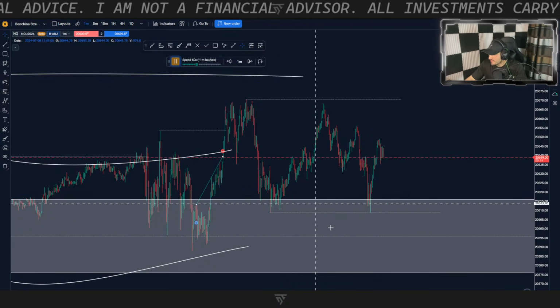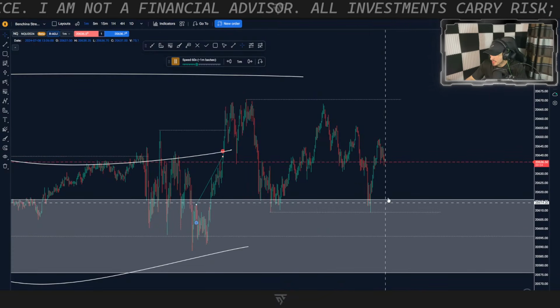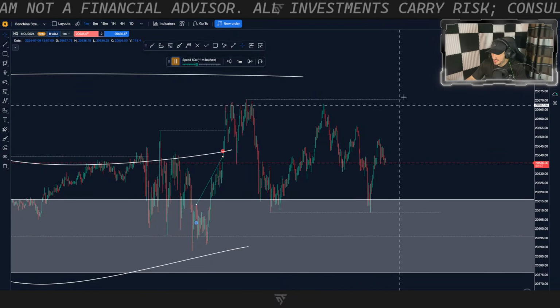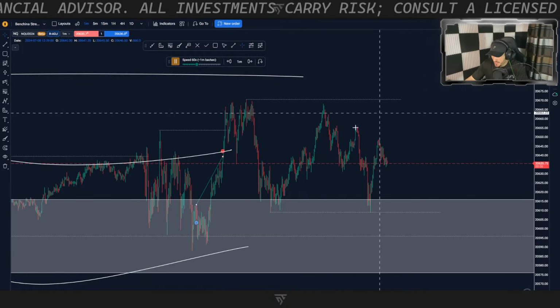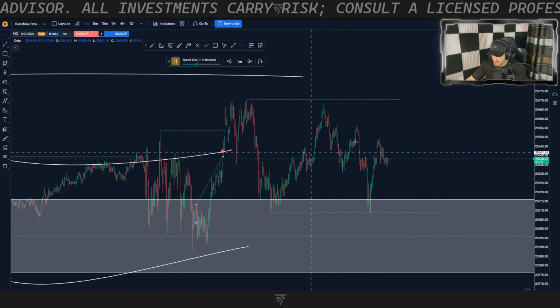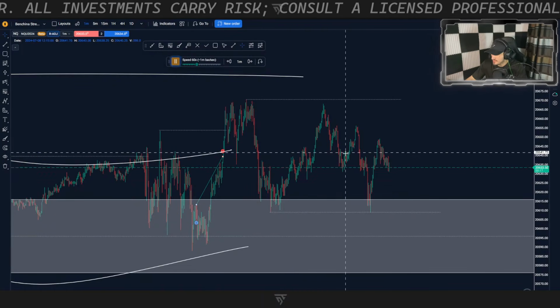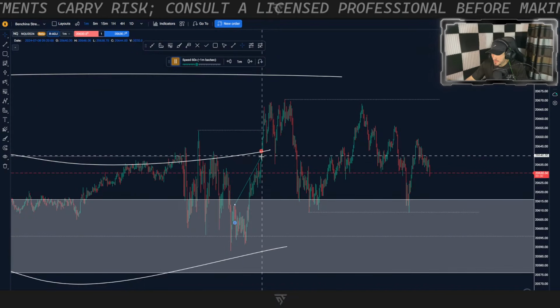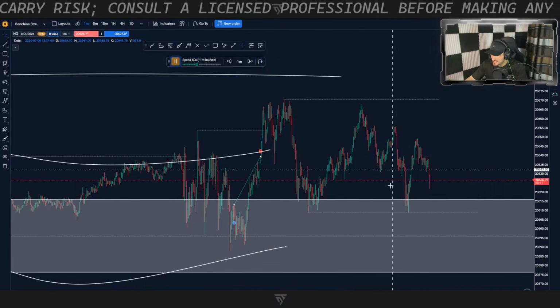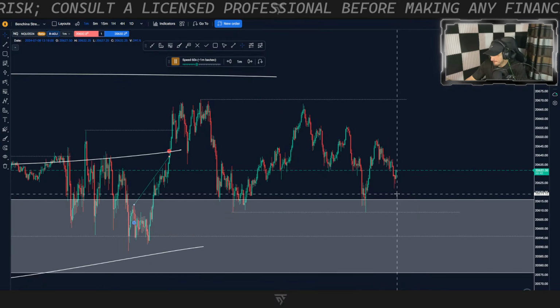So creating that double bottom, interesting, right? That target now becomes the high. The high becomes the target. Not taking any entries here because I don't want to break any rules. It's more so just narrative building right now.